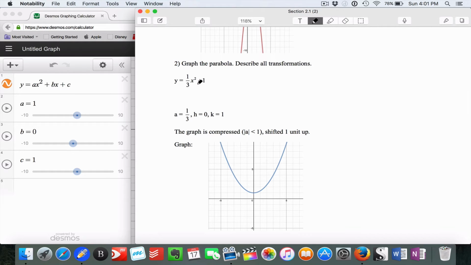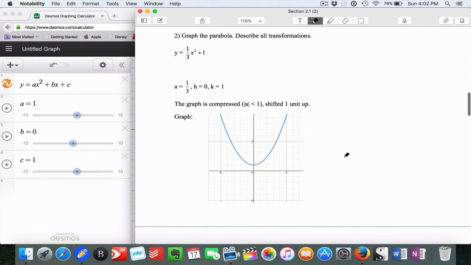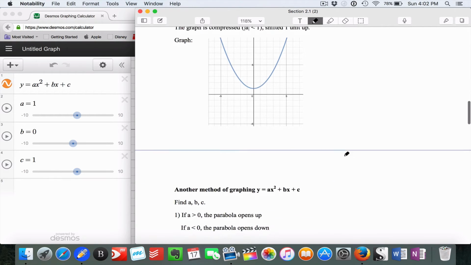There is no horizontal shift, it looks like. We have a equal to 1/3, h equal to 0, and k equal to 1. In this case, the graph is compressed and it's shifted 1 unit up. So again, try to figure out why that is instead of memorizing. It's a lot easier later on in the semester, but you can figure that out.